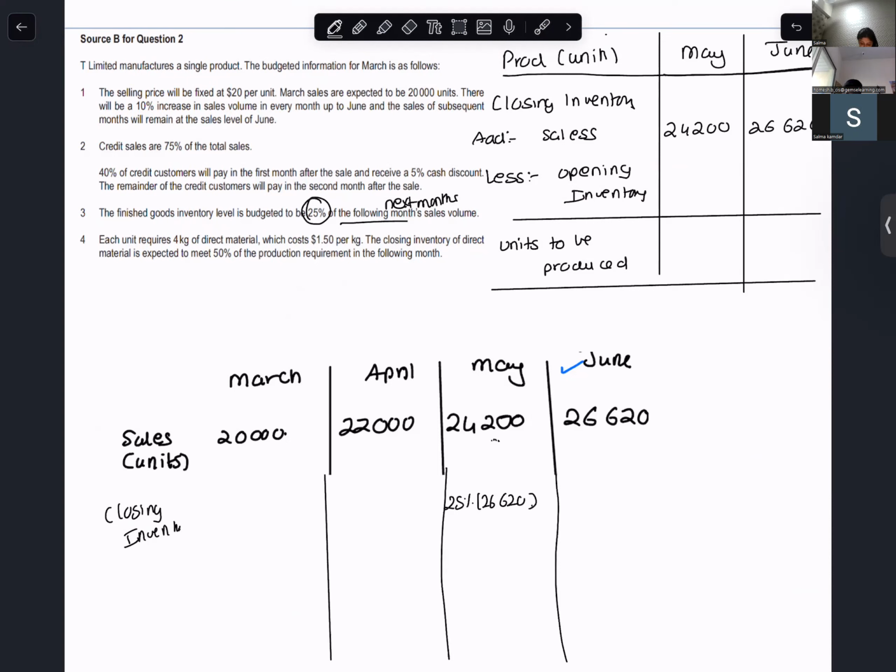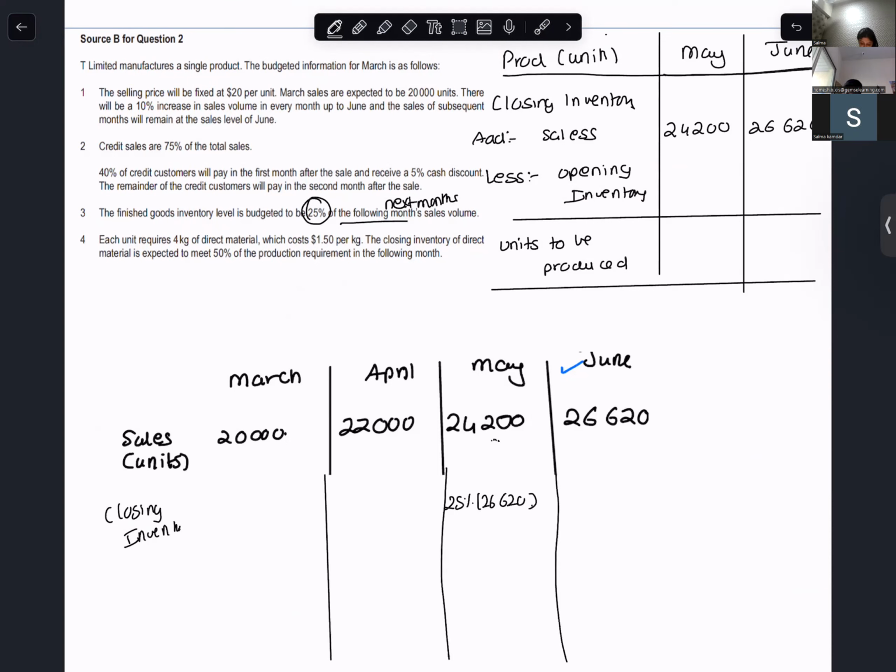It will be the same. Why? Because it says that we have the same amount of units sold after June. They say sales subsequent to the month of June will remain at the sales level of June. So any other sales after June will remain at the same level of June. So it will be 26,620 only. So closing inventory for June will be 25% of next month's sales, 26,620. How much? 6655.